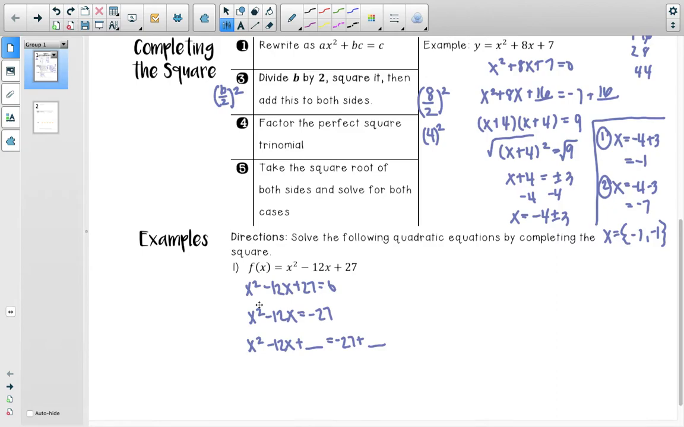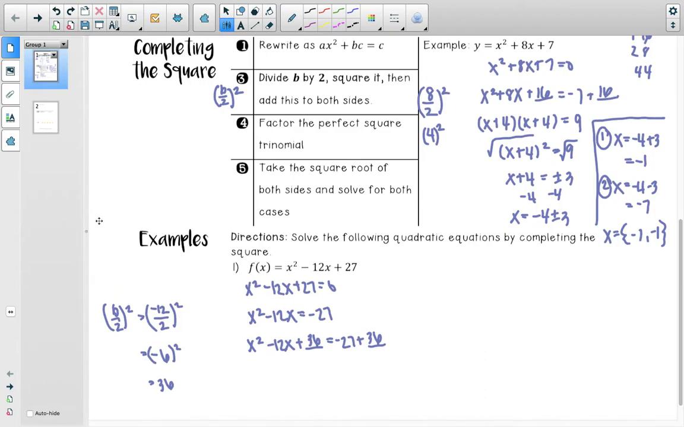Okay. So the second step says we're going to take b divided by 2 and square it. And the b in the situation is negative 12, and take that negative with it. If you divide that by 2, you get negative 6, and if you square that, you get 36. Okay? We're going to find the factors of 36 that give us negative 12.